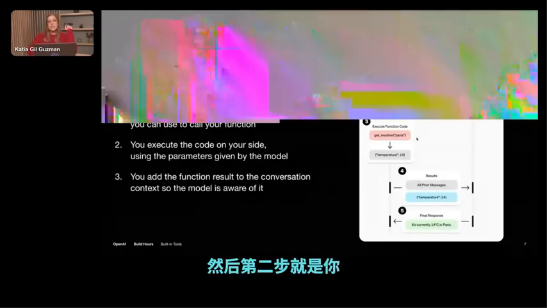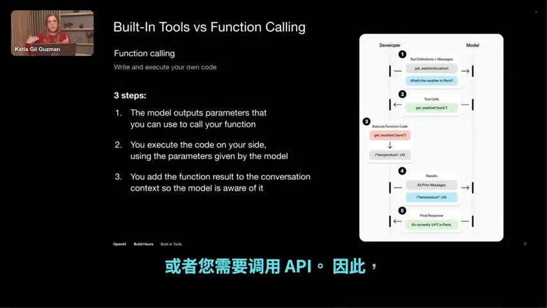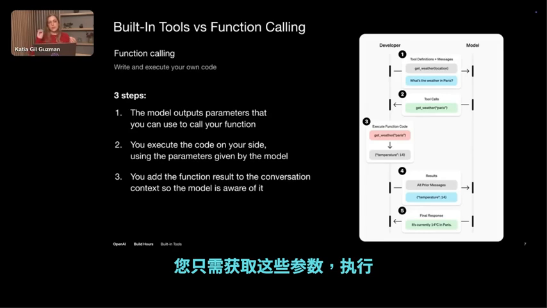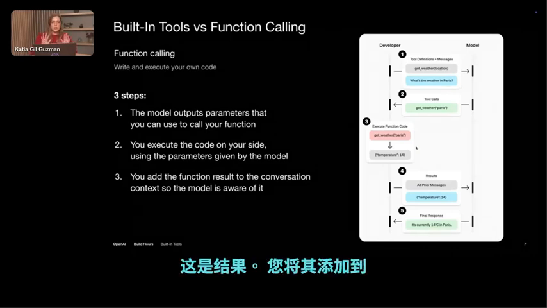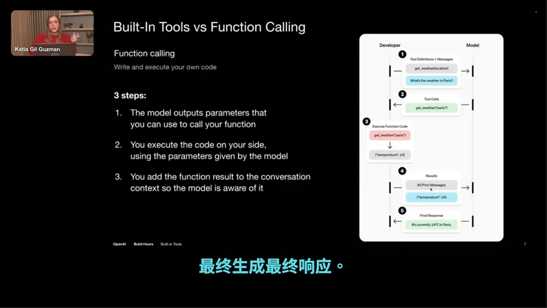And then the second step is that you actually need to take that and execute the function on your side. So for example, you have some code defined, or you need to call an API. So you just take those parameters, execute the function, then you get a result. And so the third step is to tell the model, here's the result. You add it to the conversation history, to the conversation context, so that the model knows what the result is, and it can then finally generate a final response.